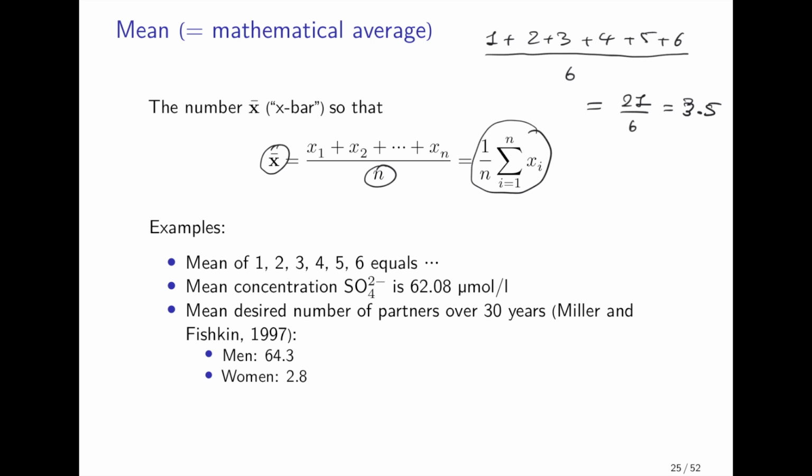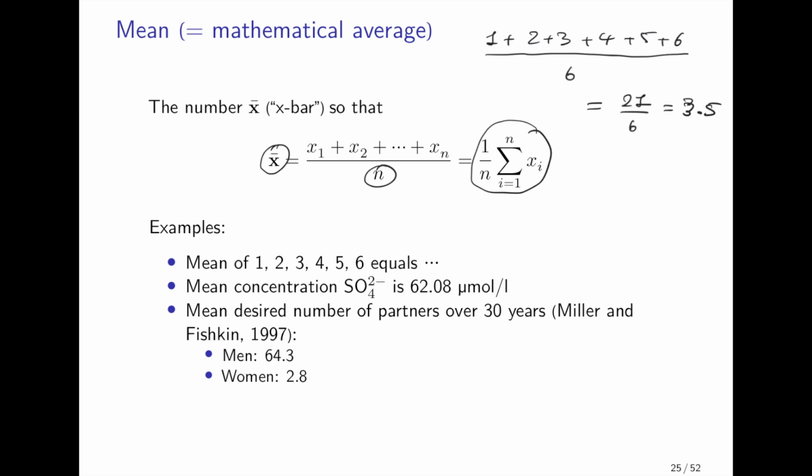We already covered the mean concentration of sulfate. We saw that it was 62.08 micromolars per liter. How did I obtain that number? Well, I just loaded the data into R and then asked it to compute the mean. I'm not going to add 38 numbers and make you sit through that. Just use the computer or your calculator for that.